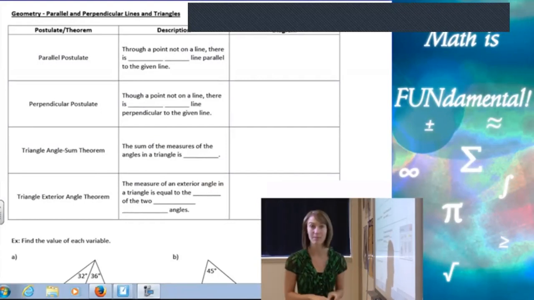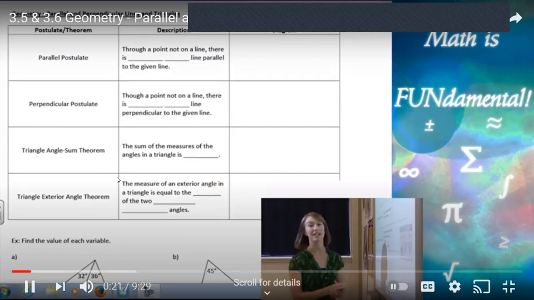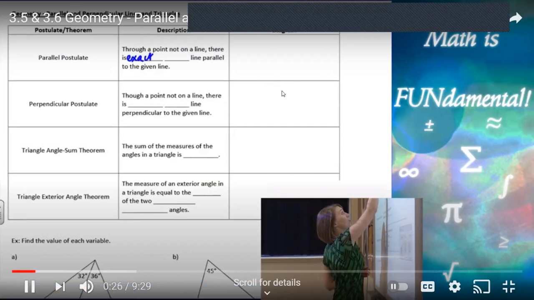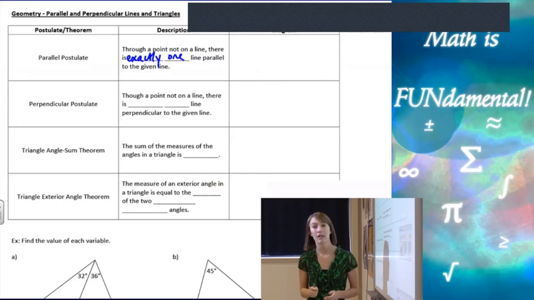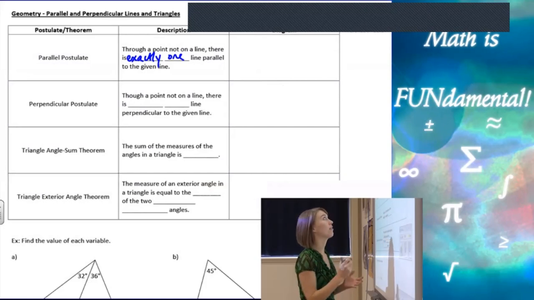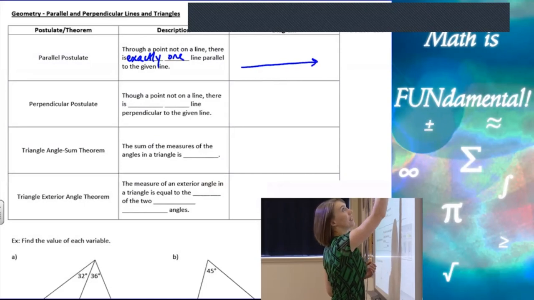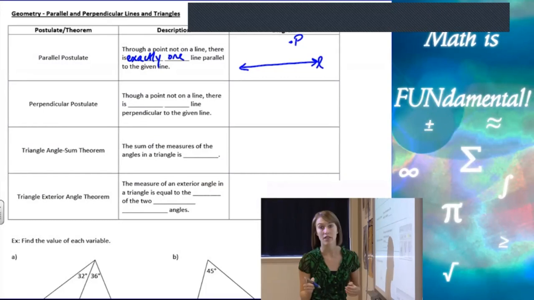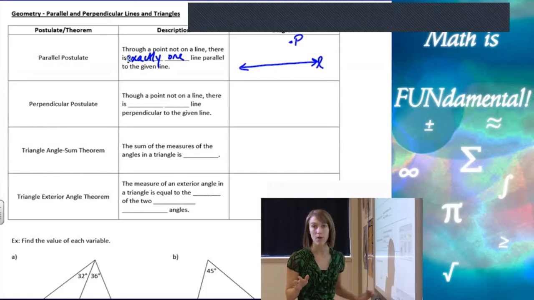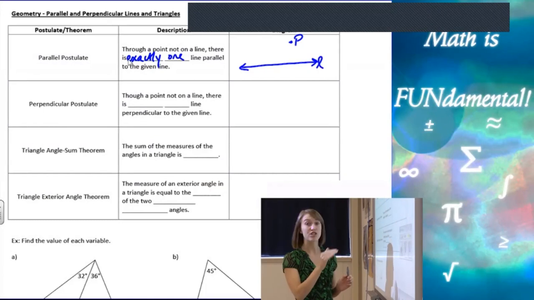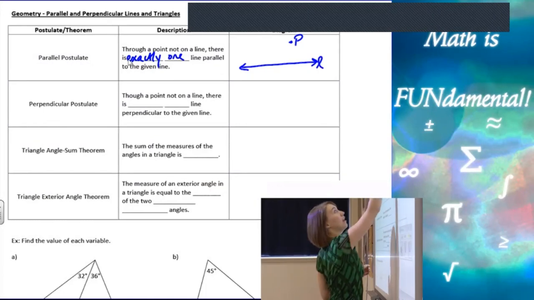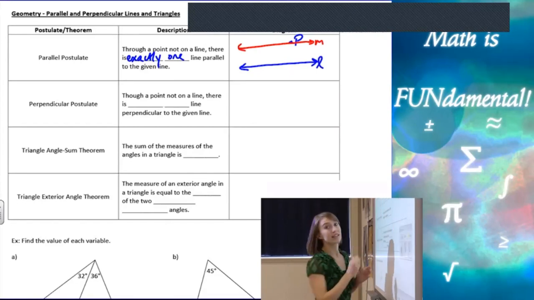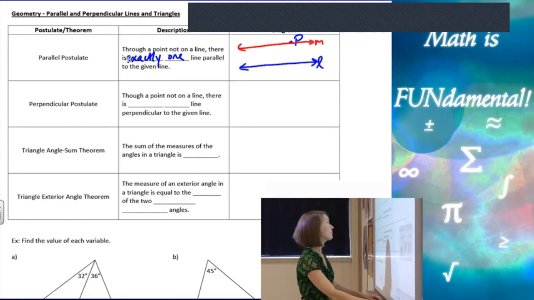Today we're going to be talking about parallel and perpendicular lines and a couple rules about triangles. Getting started, we have the parallel postulate, which says through a point not on a line, there is exactly one line parallel to the given line. Visually, if I have some line, we'll call it L, and some point P not on that line, there's only one possible line that I can draw through the point P and parallel to L. It would look something like this. That's what the parallel postulate says.